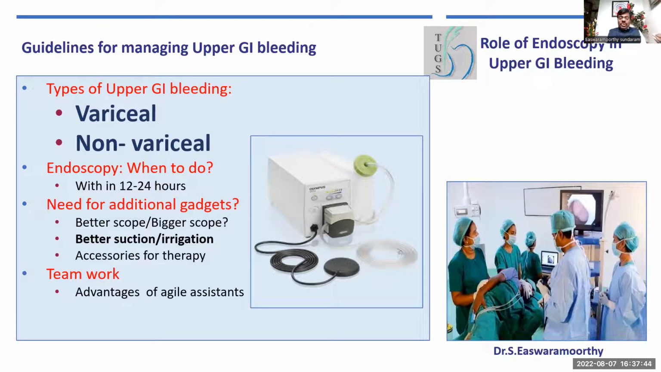But most institutions do it by the next day. That is, within 24 hours you need to do it. The statistic says when you do an endoscopy within 6 to 12 hours, there is a 90% chance you'll be able to identify the source of the bleeding. Still, there is a 10% chance you will miss it.